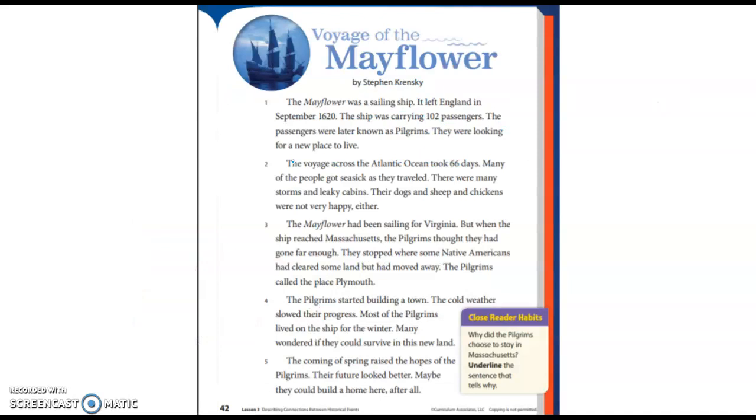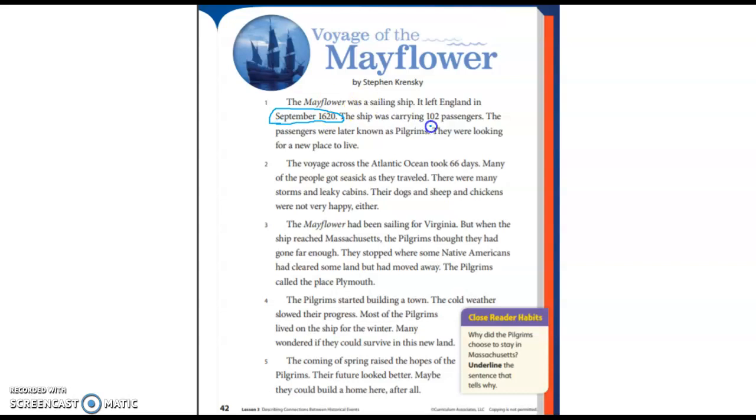We're going to be reading this text called Voyage of the Mayflower, and we're going to talk about some of those connections. The Mayflower was a sailing ship. It left England in September 1620. So I see sequence right here. I see a date. It tells me in September 1620, the Mayflower left.